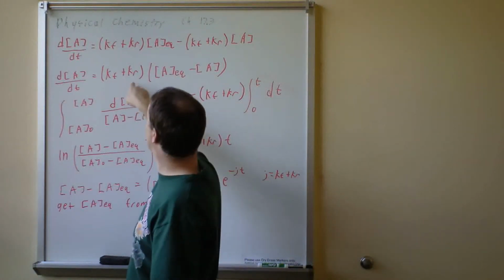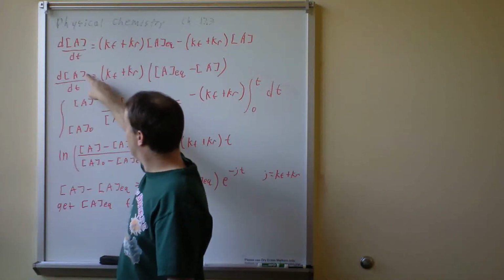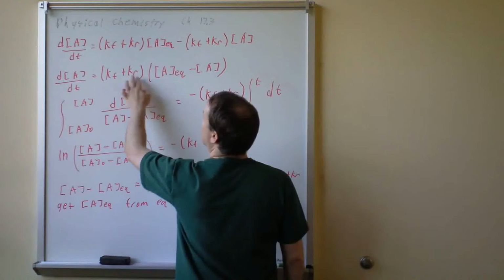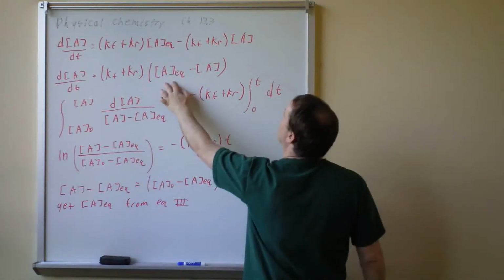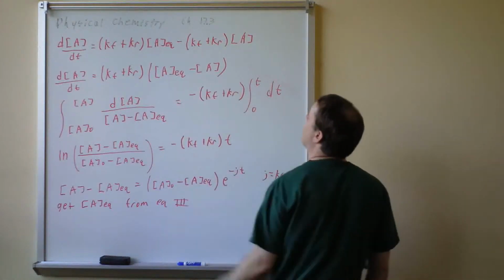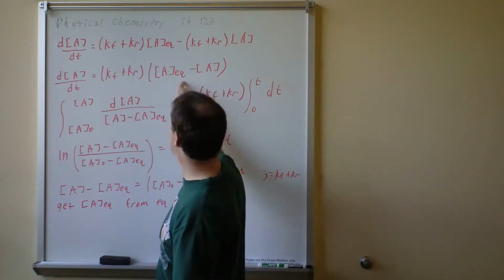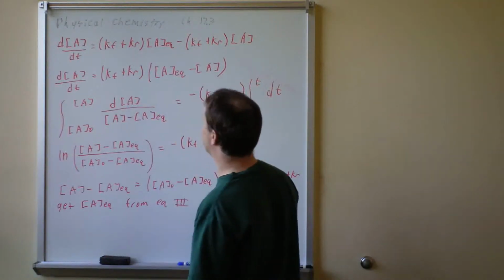So factoring out the Kf plus Kr, we get the derivative of the concentration of A with respect to time is equal to the forward rate constant plus the reverse rate constant times the equilibrium concentration of A minus the concentration of A. Now we want to integrate both sides. Of course, we'll have to get the A's over on the same side and so on.